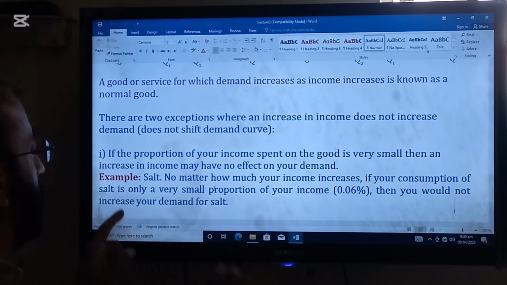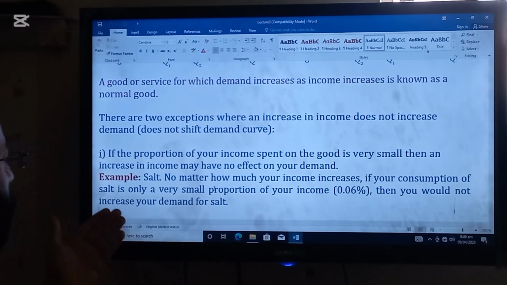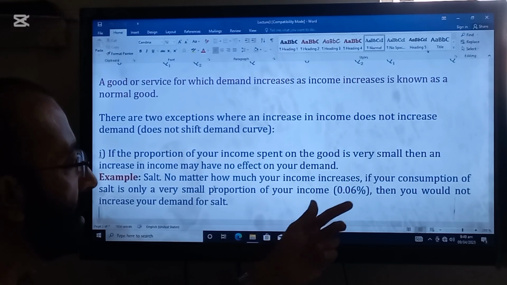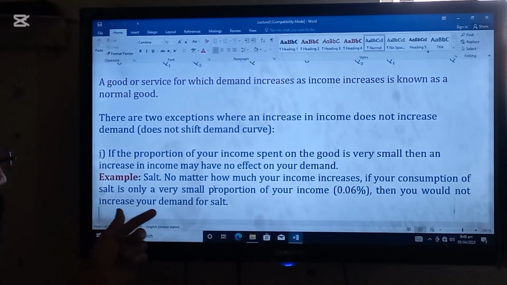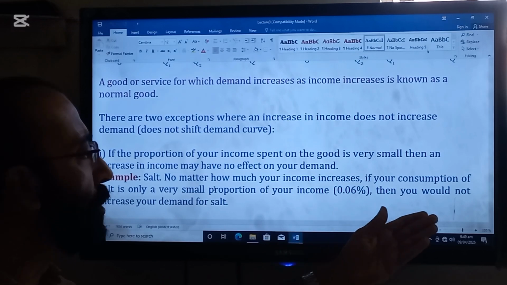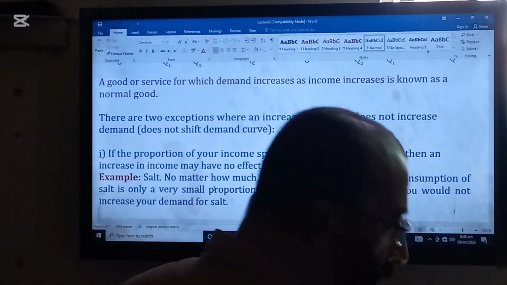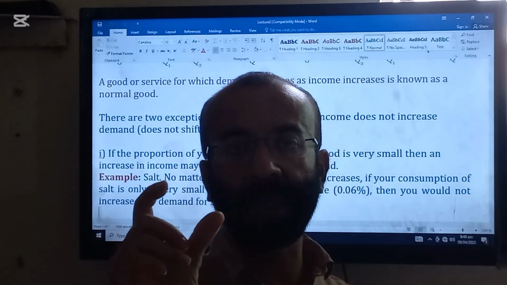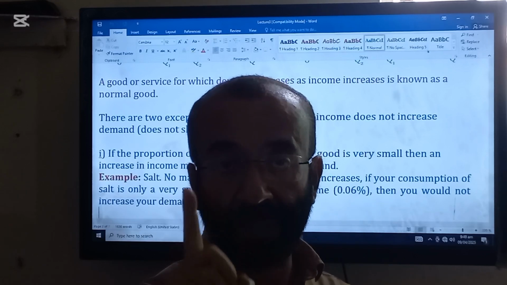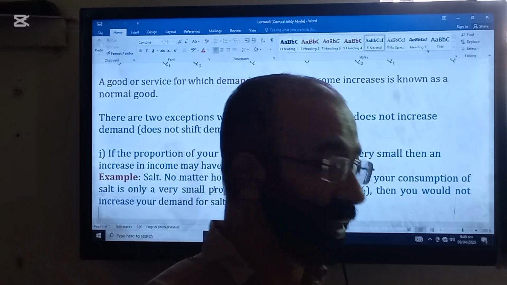So the first point is, if the proportion of your income spent on the good is very small, for example, salt. No matter how much your income increases, if your consumption of salt is only a very small proportion of your income, that is 0.06%, then you would not increase your demand for salt. So this is the first case. If the proportion of your income spent on the good is very small, then the demand for that quantity will not be increased even if the income is increased.